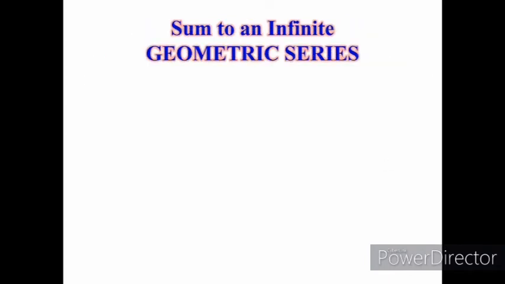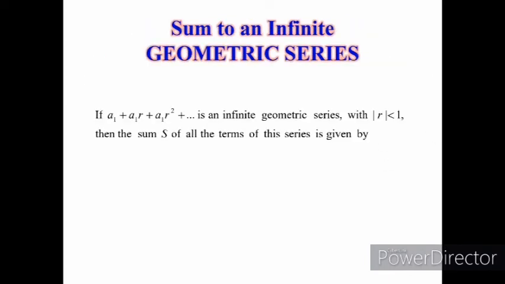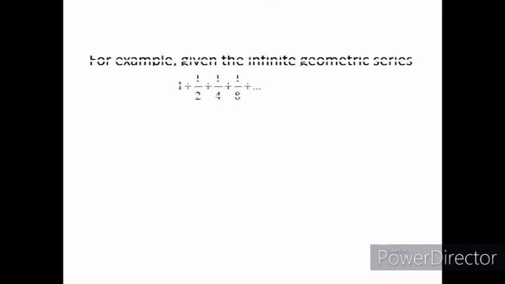Sum to infinity of a geometric series. For the sum of any infinite geometric series, with the condition that modulus r is less than 1, the sum s of all the terms in the series is given by s equals a over 1 minus r. Let's consider this example.